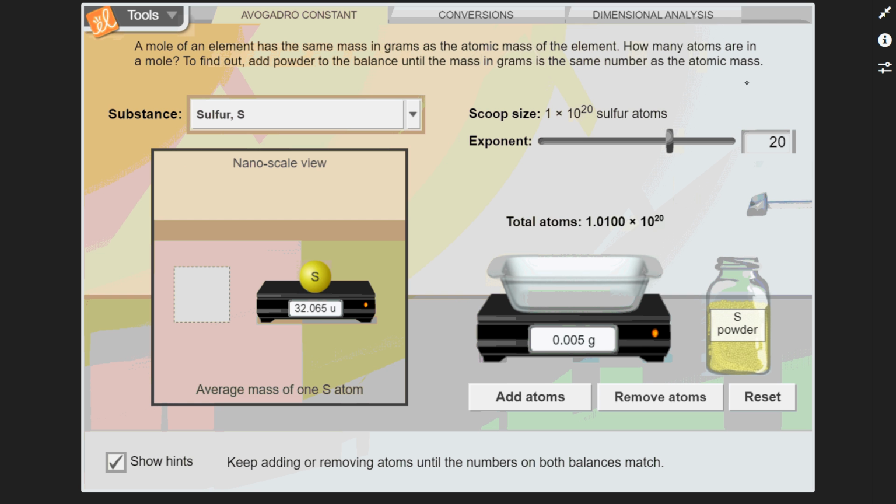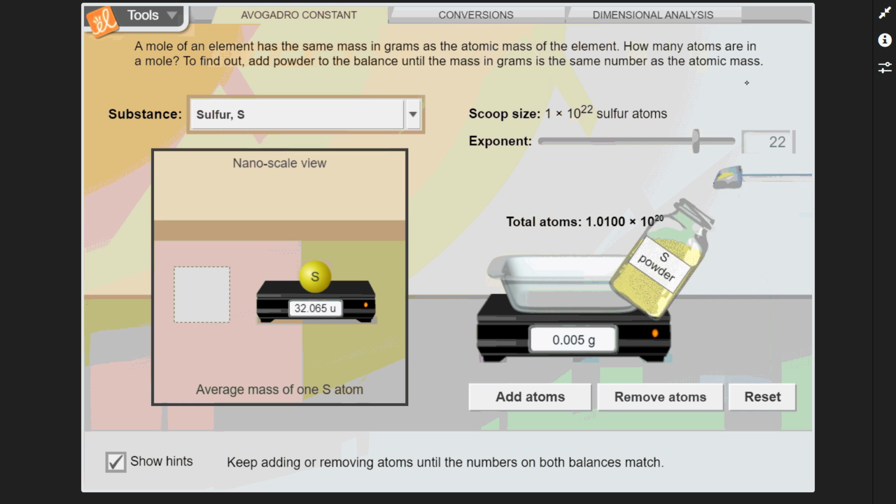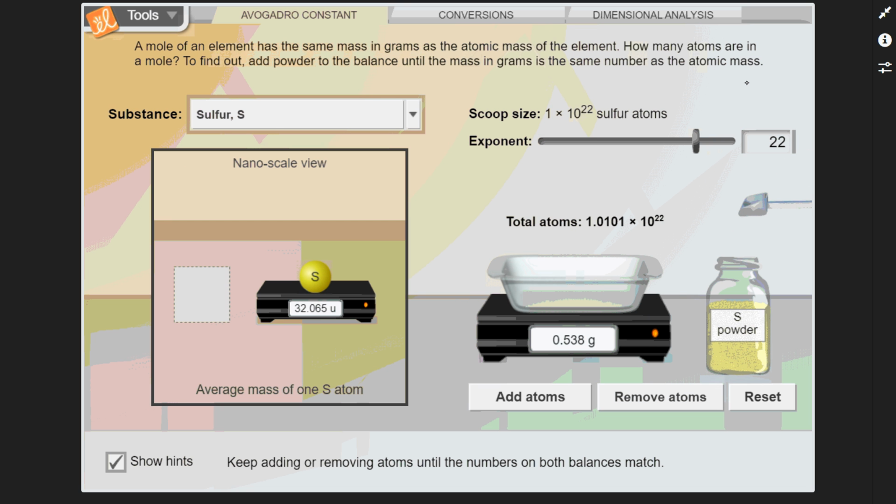So you keep adding, and you notice you have to go up to around maybe 10 to the 23 to actually register any mass. So I have to add around 1 times 10 to the 22 atoms of sulfur for there even to be half a gram. So again, atoms have incredibly tiny mass. To determine the mass of an atom would be very easy. You simply take the mass and you divide it by the number of atoms, and that gives you an incredibly tiny value.